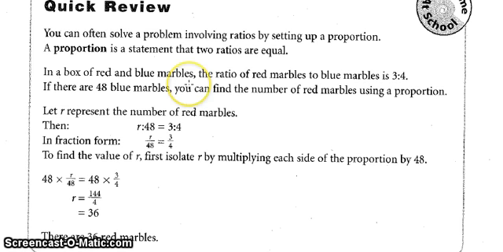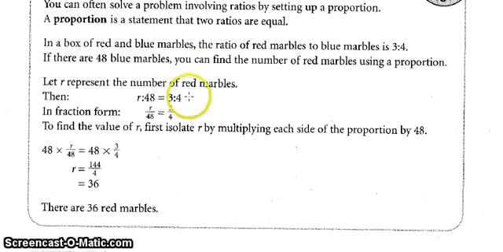So, looking in the book here, we see that if there are 48 blue marbles in a box of red and blue marbles, the ratio of red to blue is 3 to 4. If there are 48 blue, can you find the number of red marbles using a proportion? So 3 to 4, the ratio of red to blue, is equivalent to what number of red when you have 48 blue? So we set up our proportion like this, and change it to fraction form. So 3 over 4 equals an unknown number of red over 48.